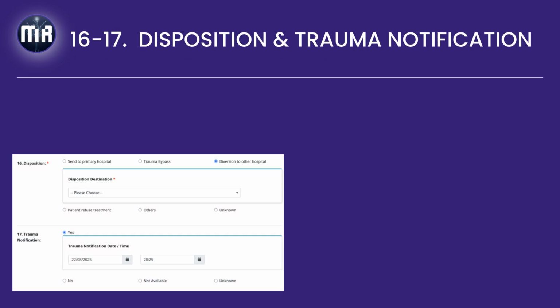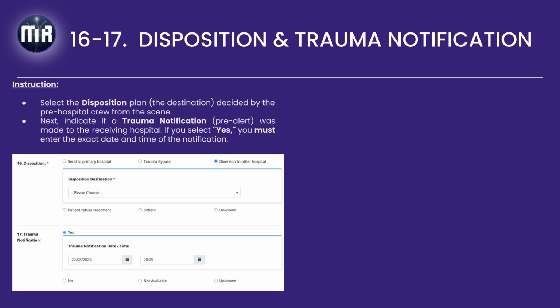We will now cover the final fields in the out-of-hospital care section, fields 16 and 17, which document the disposition plan and trauma notification. These fields are crucial as they capture the planning and communication that occurs between the pre-hospital team and the receiving hospital. First, for field number 16, disposition, your task is to select the destination plan that was decided by the ambulance crew from the scene. This information will be documented on the pre-hospital care, or PHC form.